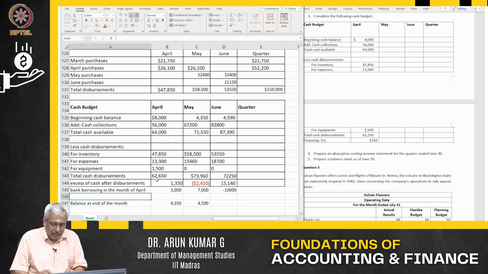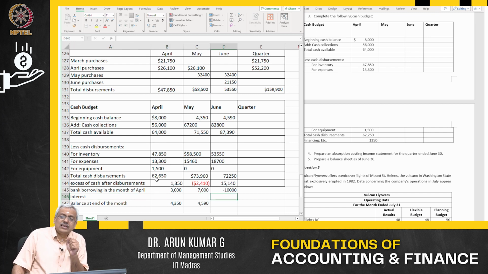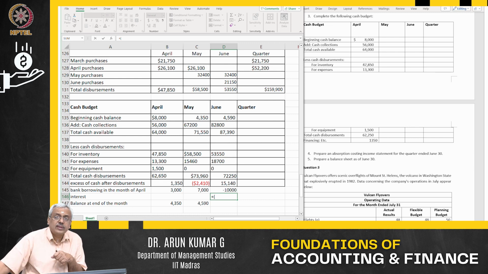Next, what happens? After repayment of loan, I have to pay interest. What is the interest? On this 3,000 that I have borrowed, I have to pay 1% for 3 months because I borrowed for 3 months. I borrowed in the beginning of April, so I have to pay 1% for 3 months.